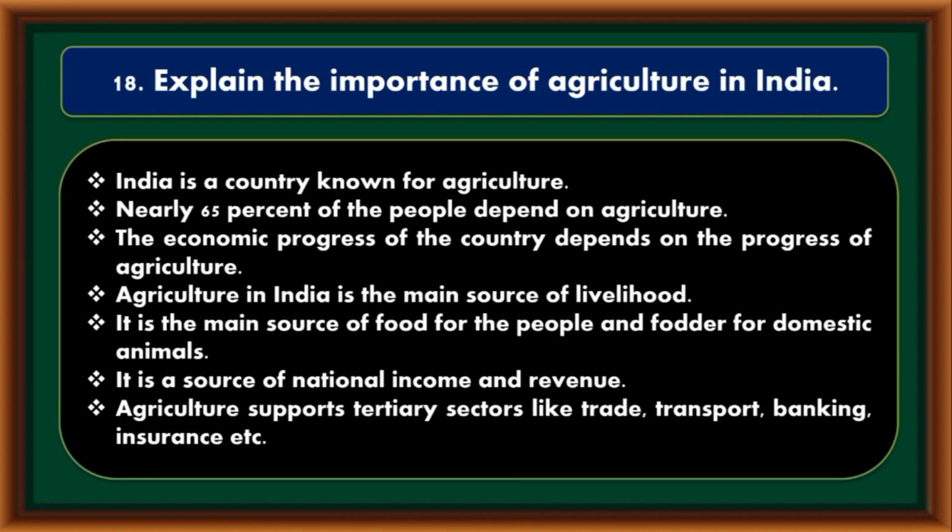Explain the importance of agriculture in India. India is a country known for agriculture. Nearly 65% of the people depend on agriculture. The economic progress of the country depends on the progress of agriculture. Agriculture in India is the main source of livelihood.